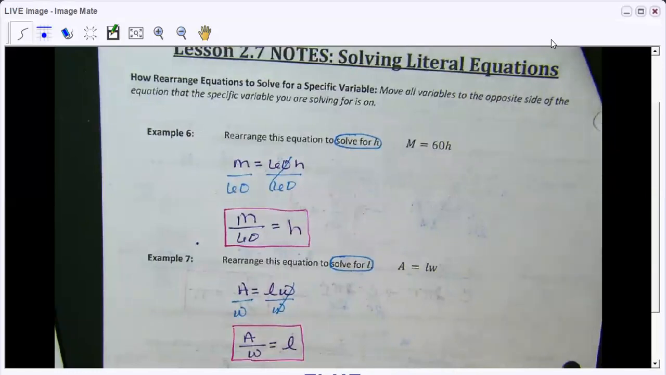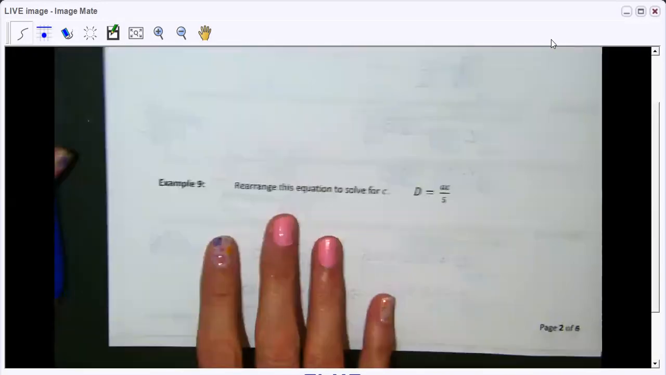Okay, so check 6 and 7. Those two were, I think most people were able to solve those easily. Okay. And are there any questions on these two before I show you how to do the other two? Okay. I am going to show you 8 and 9.